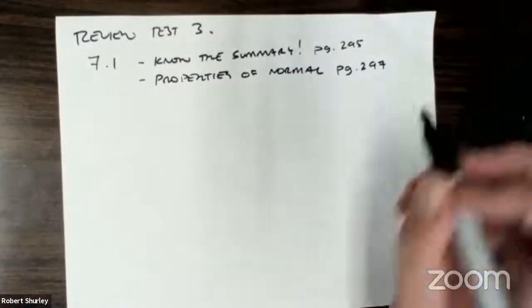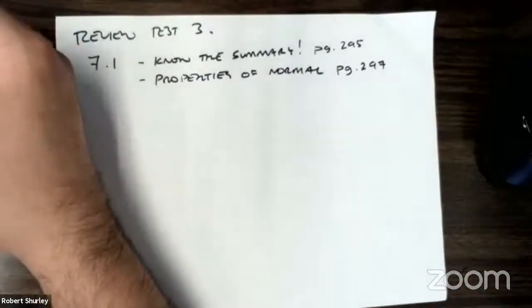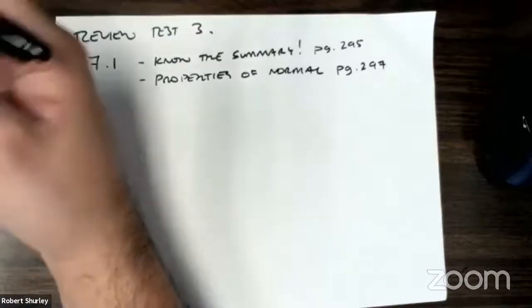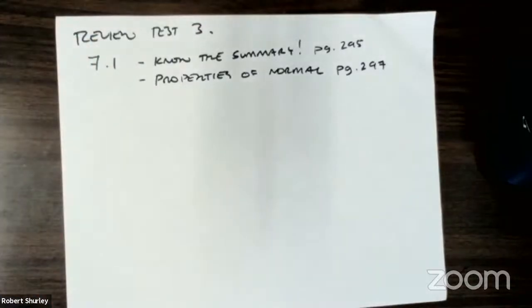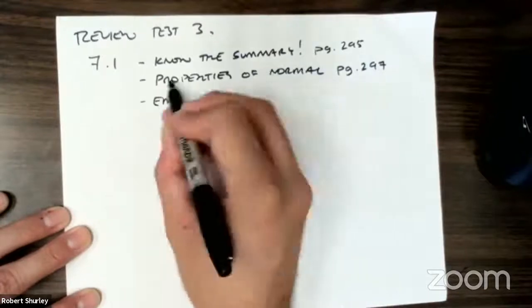And your book goes over 4 main properties. The fourth one is just an empirical rule. The first 3 are more like definitions where the distribution has one mode, it's symmetric around the mode. The mean and median of a normal distribution are both equal to the mode, so they all sit on top of each other. And then the fourth talks about the empirical rule. So I would know the empirical rule. It's built into that property.